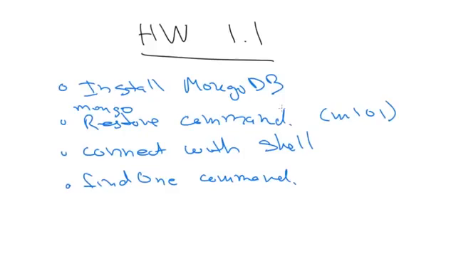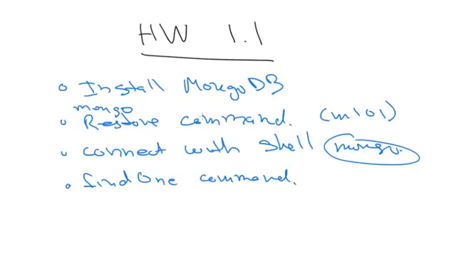Connecting with the shell, the Mongo shell is going to require you to have Mongo installed and running, of course. You're going to use the M101 database, which is going to be restored by the mongorestore command. And then finally, the findOne command from the Mongo shell, db.homework1.findOne, to find the data element you need to answer the quiz.